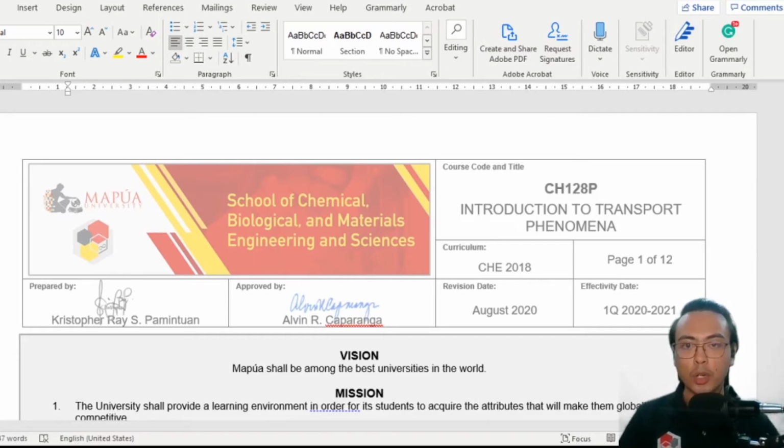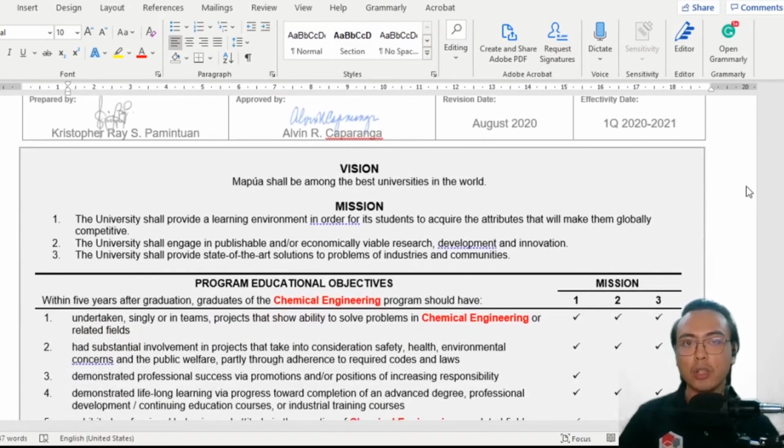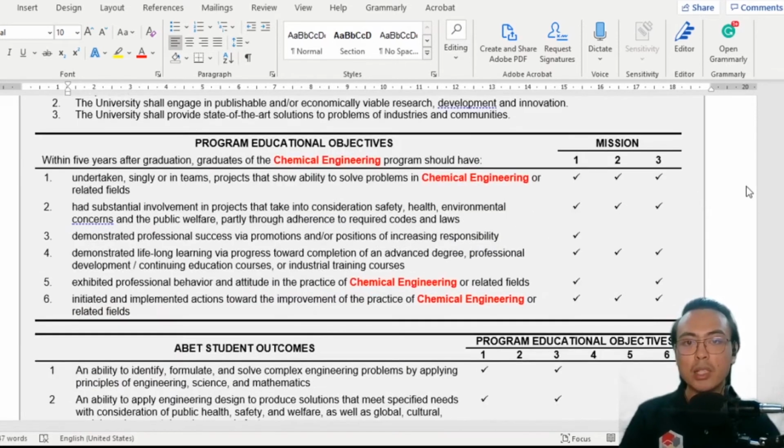So this is our syllabus. I will be uploading a copy of this in our Blackboard so that you will have a copy. Please read and memorize the vision and mission statement of MAPUA. Also, please read the program educational objectives because these are the goals that you need to meet within 5 years after graduating from chemical engineering.